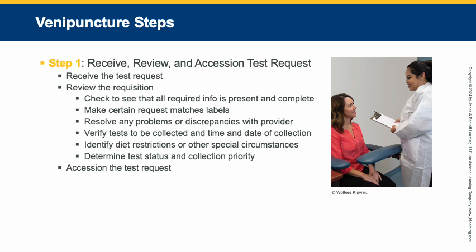Identify diet restrictions or other special circumstances. Determine test status and collection priority, because stats go first, then ASAPs, and then routines. Okay, so if you've got a pile of routines to do and one stat, then you're going to need to pick that stat and go do it first. And then you're going to accession the test request.